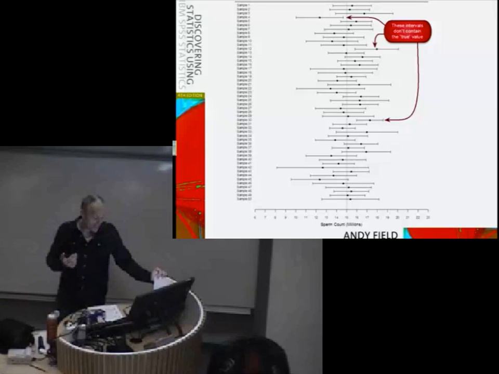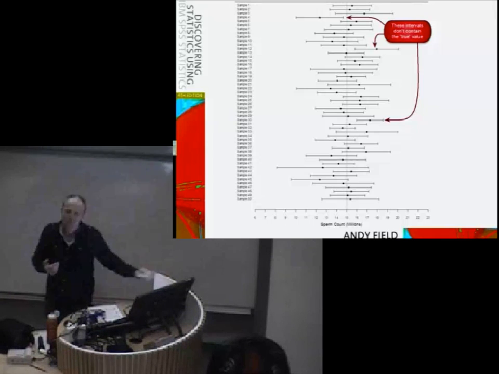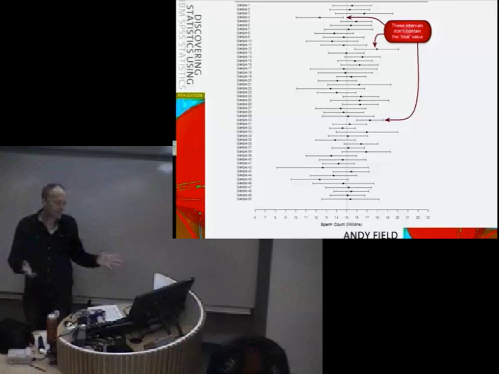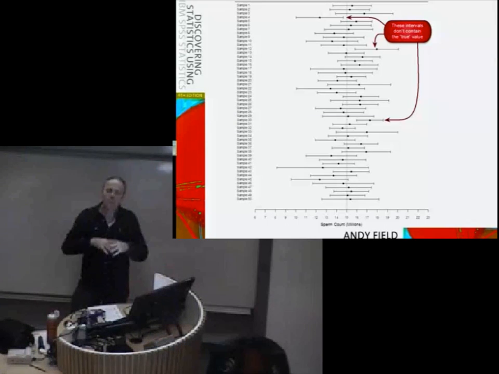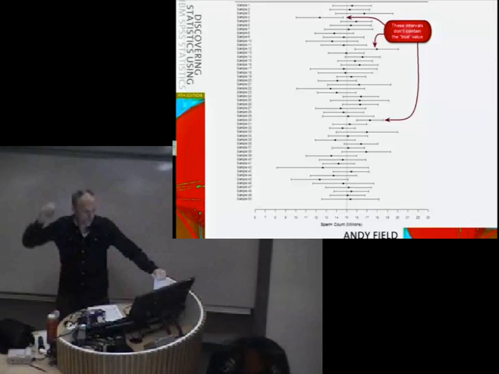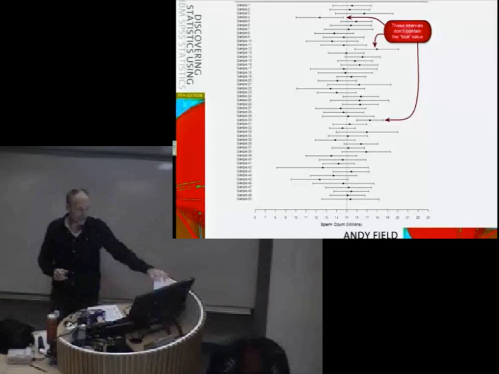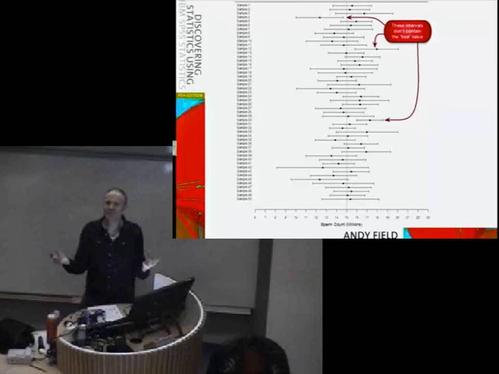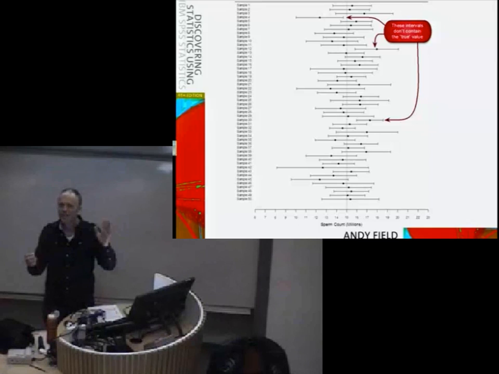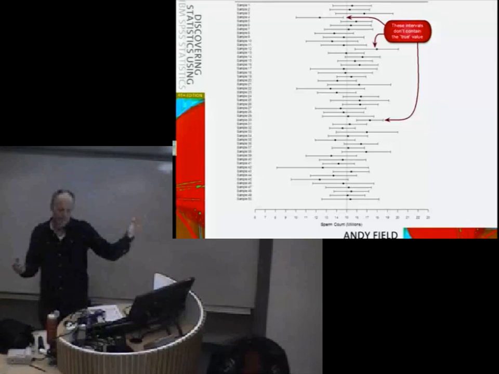So I don't know, but I guessed randomly that it might be around, say the population value is 15 million sperm. That's how many sperm you'd expect a male quail to produce. So in a given experiment, what you're going to do is come up with a point estimate of how many sperm they produce. So that might be 17.